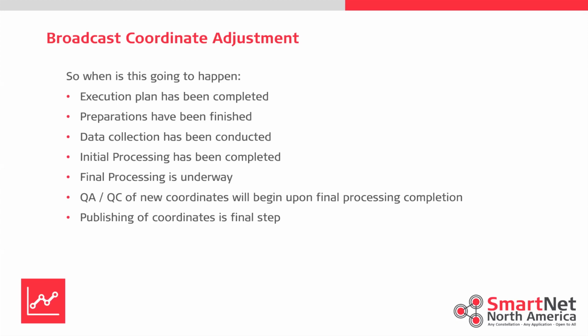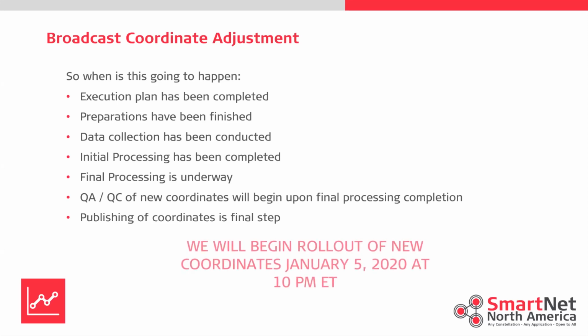And then the final step is actually publishing the coordinates. So when does this happen? We will take the network offline and we'll begin publishing and rolling out these coordinates on January 5th, 2020 at 10 p.m. Eastern time.